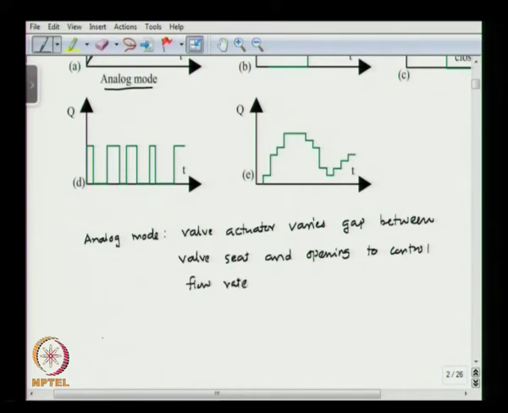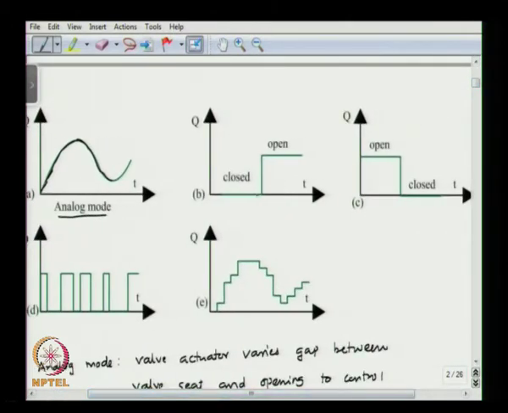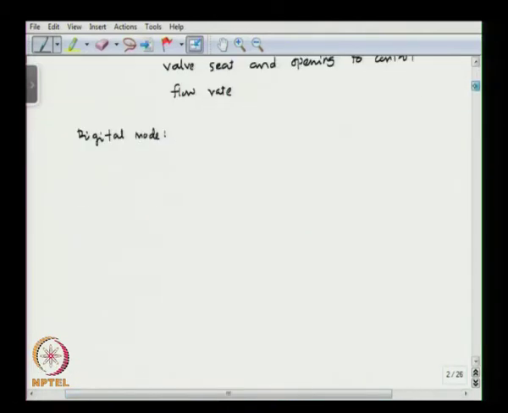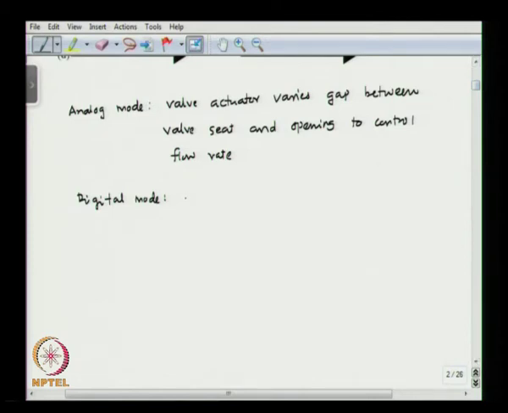Okay. And the second one is the digital mode, and as you can see here, in the digital mode the valve is either open or closed. This is the close cycle of the valve, and then at some arbitrary time t0 the valve starts to open, and then at some arbitrary time t0 dash the valve starts to close. So, in the digital mode the valve is fully open or fully closed.